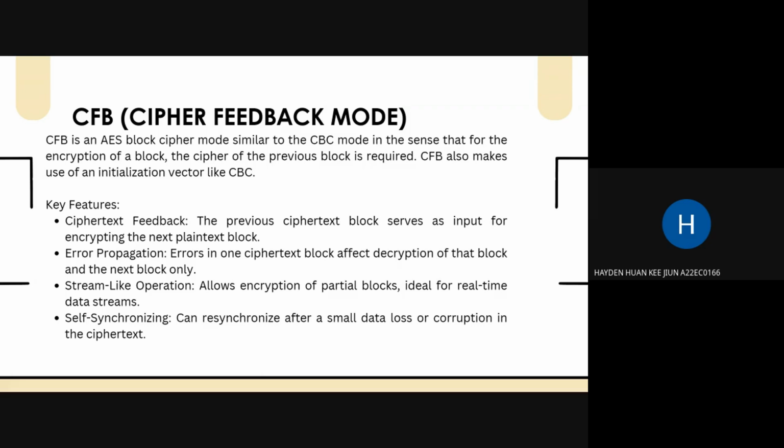It feeds the ciphertext back into the encryption process, so each block depends on the previous ciphertext, and this provides strong security. This ensures different ciphertexts for identical plaintext like CBC. For chaining dependencies, a strong avalanche effect provides better security. However, if there's an error in one ciphertext block, it affects all subsequent blocks. It can also resynchronize after a small data loss or corruption in the ciphertext.